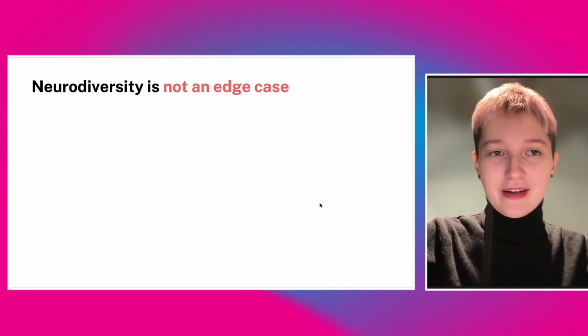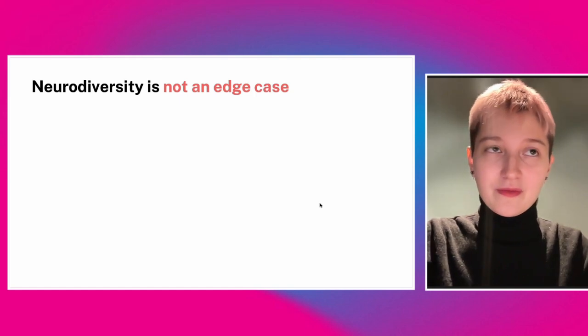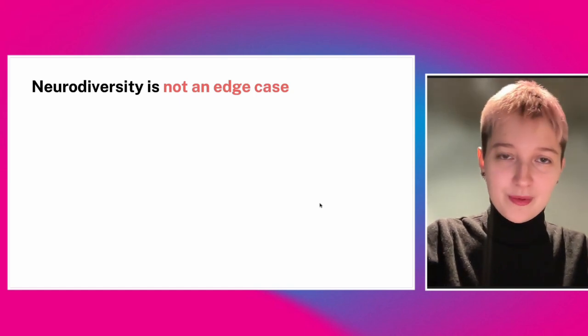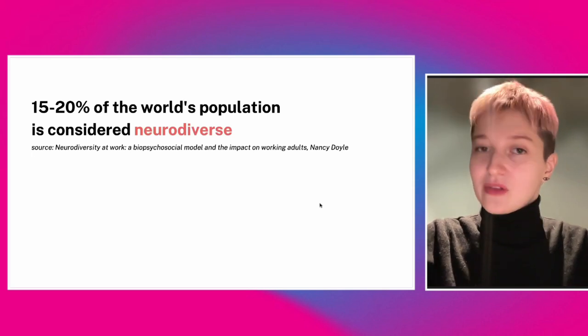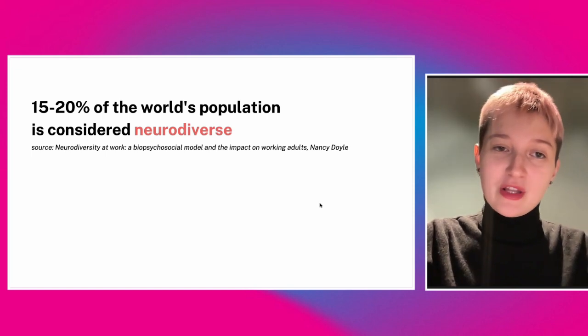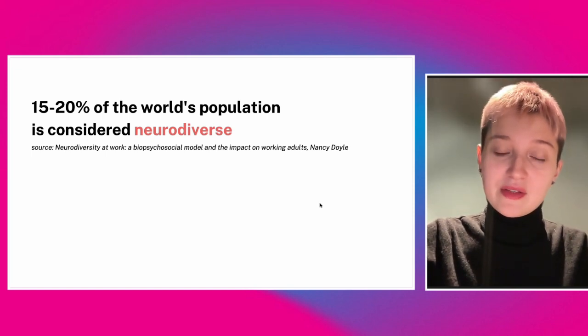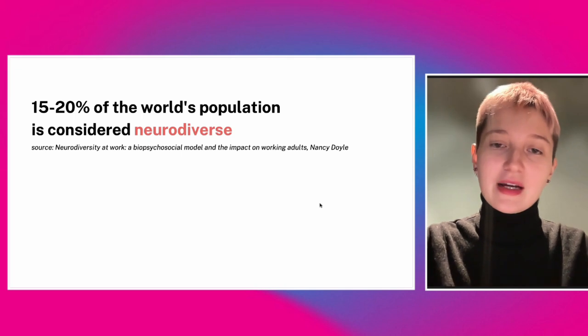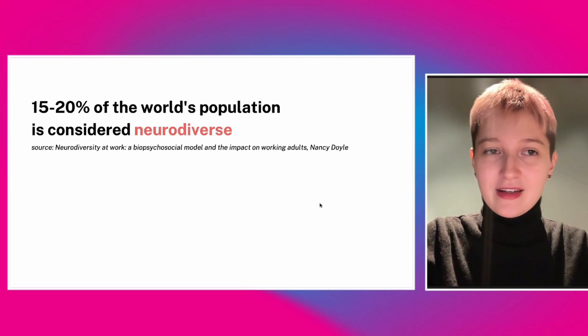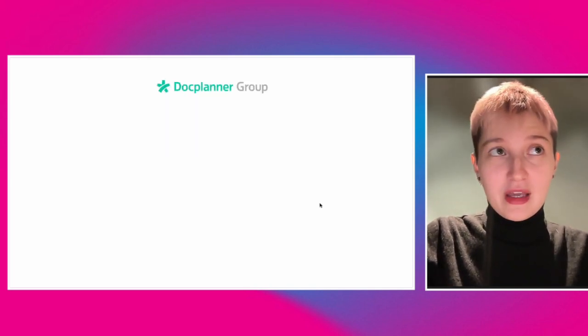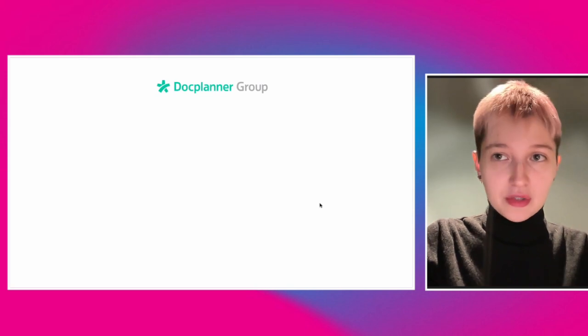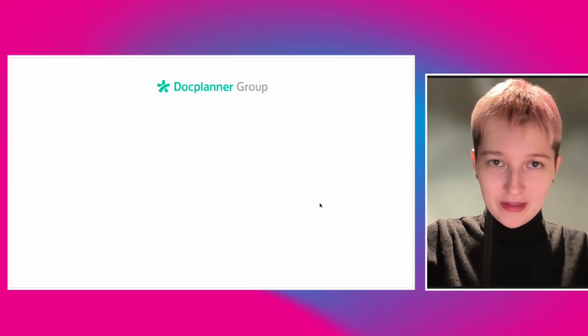It's not designing for some sort of really small group of people. Rather than that, it's designing for approximately 15 to 20% of the world's population, as many people who can be considered neuroatypical, neurodiverse, are not yet diagnosed or will never be diagnosed in the course of their lives. And this is what we think about a lot at my current workplace, the Dog Planner Group.